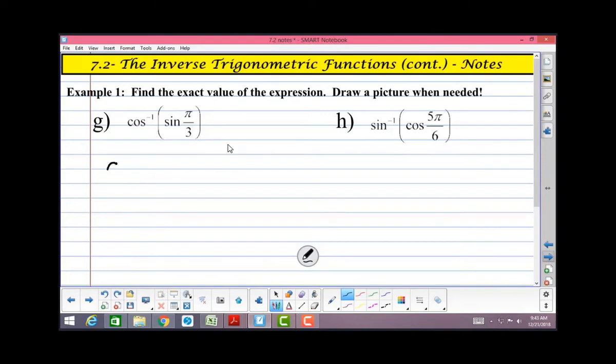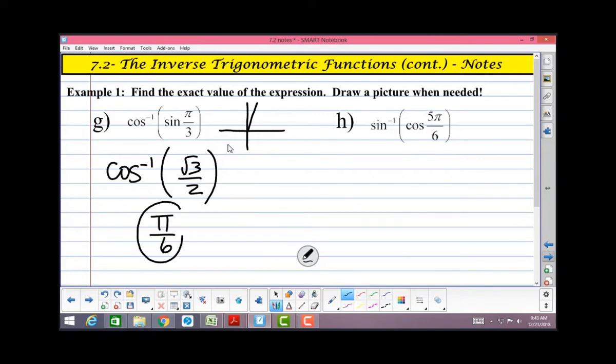You first of all want to think at pi over 3, what's the sine? And so the sine of pi over 3, we know is going to be root 3 over 2. So you just fill that in. And then you want to ask, where is the cosine root 3 over 2? And because the sine was pi over 3, the cosine is actually going to be pi over 6. You think about the picture, pi over 3 is here, pi over 6 is here. This is where the cosine is root 3 over 2.